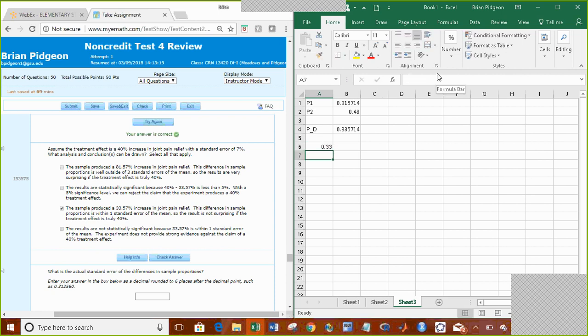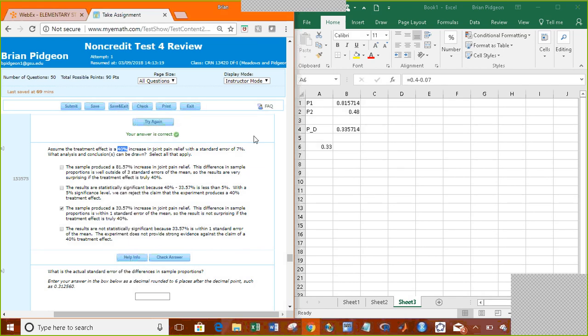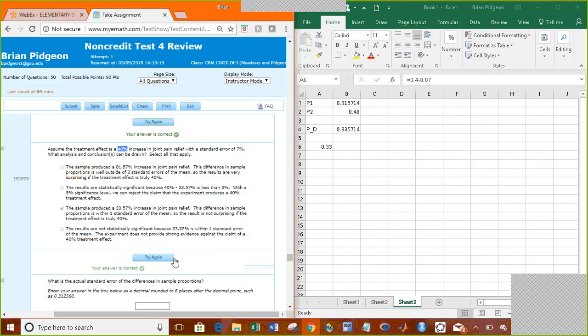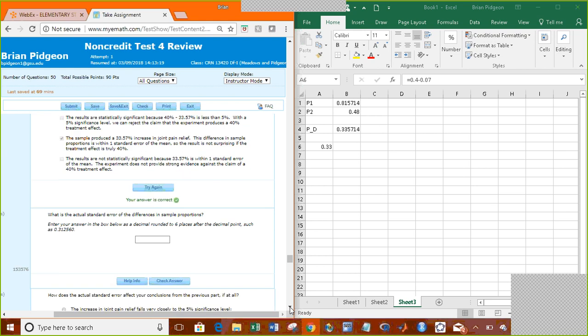If you think about your normal distribution, think of your empirical rule. 68% is contained within 1 standard error, 95% is 2, and then 99.7% is 3. So if our population increase in joint pain relief is 40%, with a standard error of 7%, going 1 standard error to the left means 33%. And our value is right in there. We're close to the mean, which means getting a sample of 33.57% is something we shouldn't be surprised by. We would expect that by chance alone.